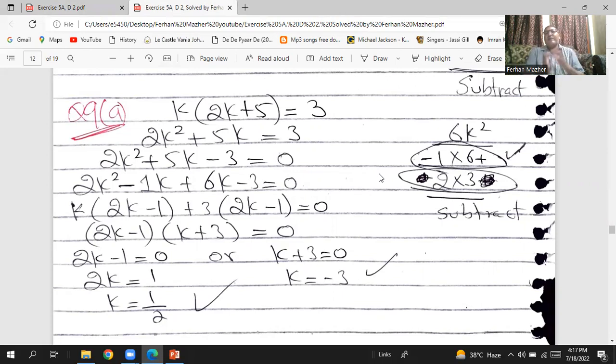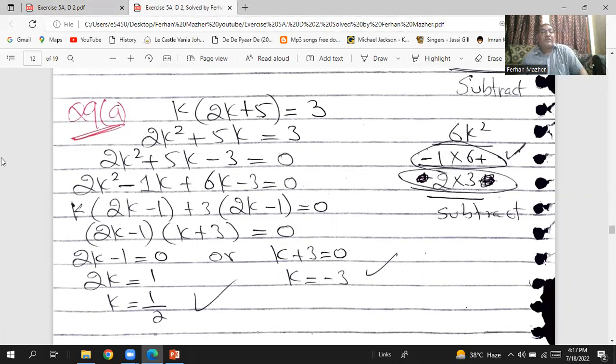Now, I will multiply the extreme terms. So when you multiply 2k square with the minus 3, you get minus 6k square. We will write the factors of the 6. There will be 1 into 6 and 2 into 3. Because with the third term we have a negative sign, we will choose that pair which by subtraction will give you 5. So that pair will be 1 and 6. Because you want positive 5, with the larger number we will put the positive sign, with the smaller number we'll put the negative sign. So you will have 2k square minus 1k plus 6k minus 3 equals to 0.